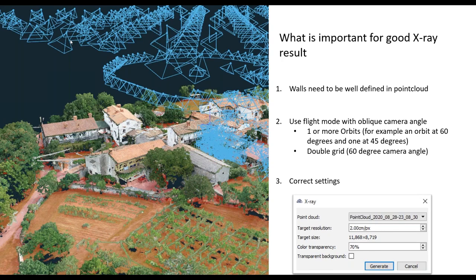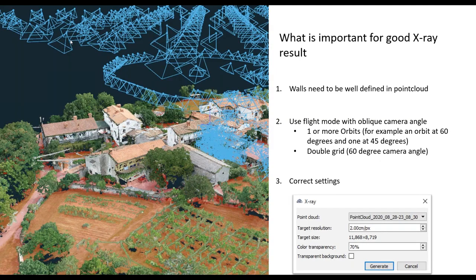If we are mapping an area, I would recommend you to make a regular flight with some top-down images, then two additional flights in orbital mode, one, for example, so that the camera angle will be 60 degrees and the second one so that the camera angle will be 45 degrees. It's very likely that we will get a point cloud with very nice and well-defined buildings.